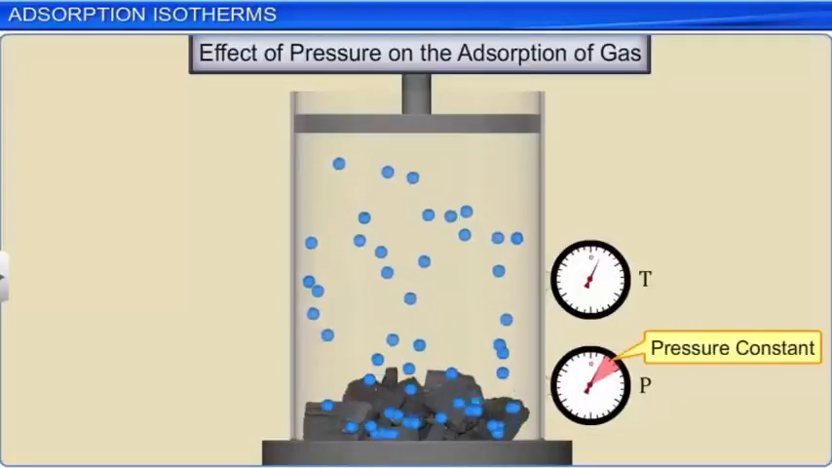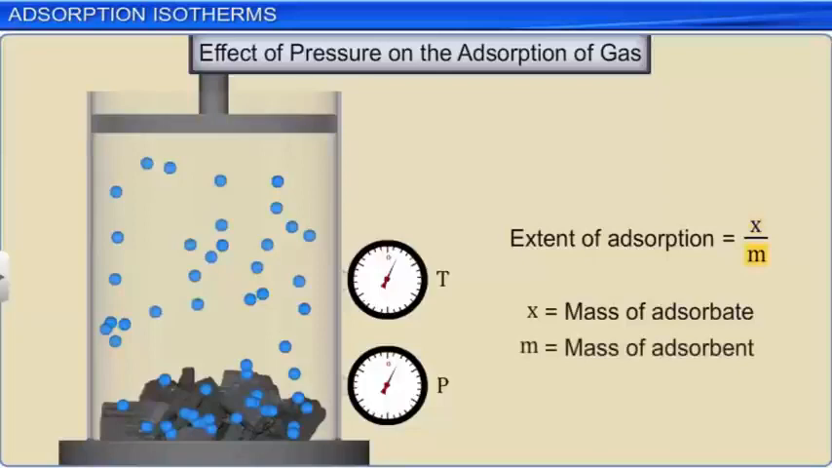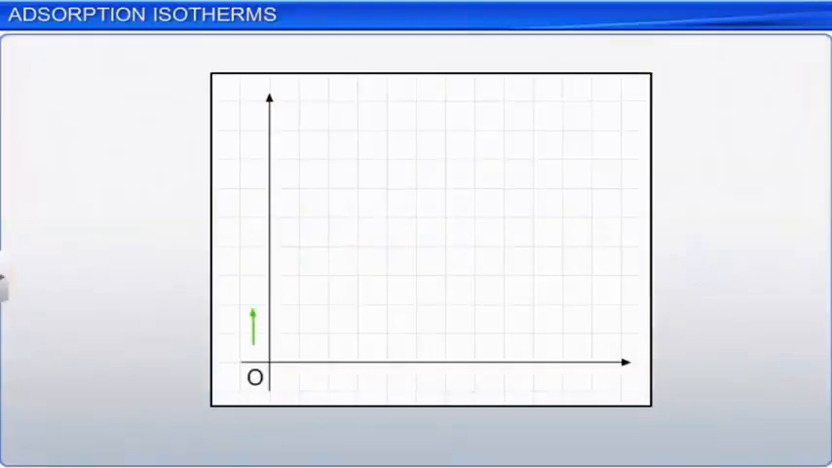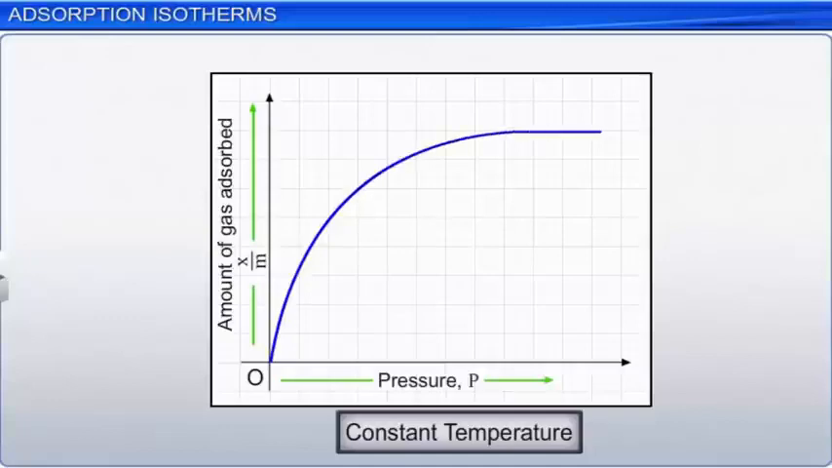The extent of adsorption, that is, the quantity of gas adsorbed per gram of the adsorbent, is expressed as x/m, where x is the mass of the gas adsorbed and m is the mass of the adsorbent. The variation in the amount of gas adsorbed by the adsorbent with variation in the pressure at constant temperature can be expressed by means of a curve. This curve, at constant temperature, is called the adsorption isotherm.